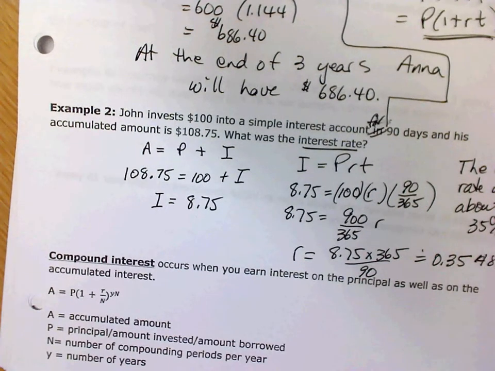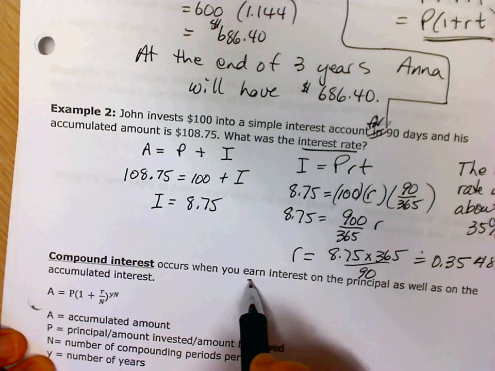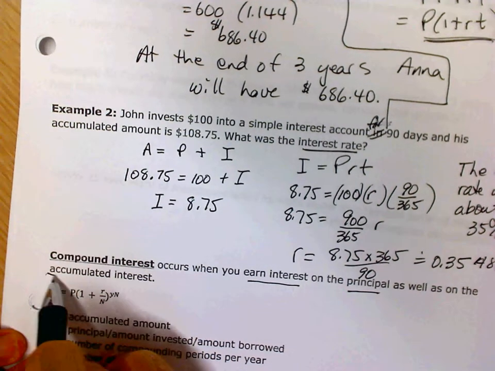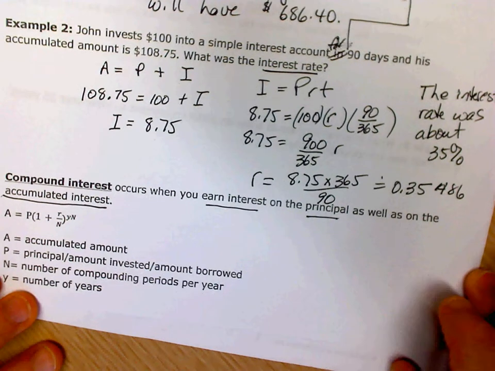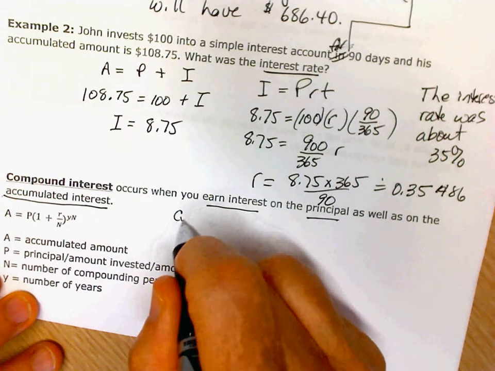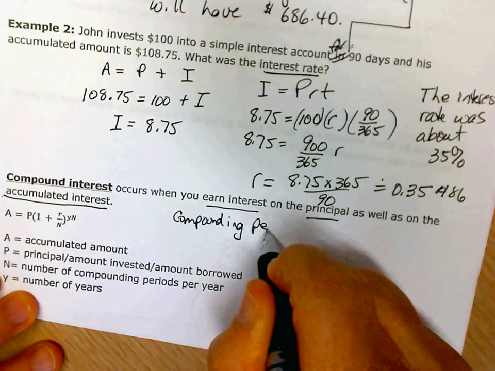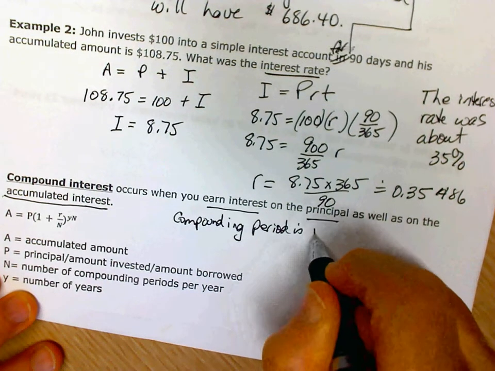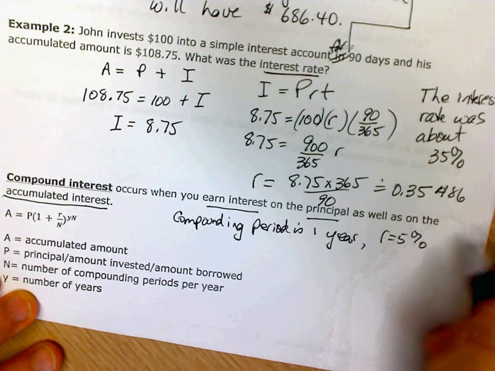Compound interest. Compound interest occurs when you earn interest on the principal and the accumulated interest. Okay? So just to give you a simple illustration, let's say the compounding period is 1 year. And we'll say the interest rate is 5% and the principal equals 100.